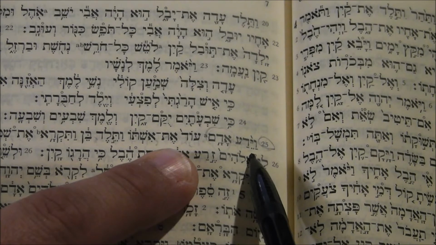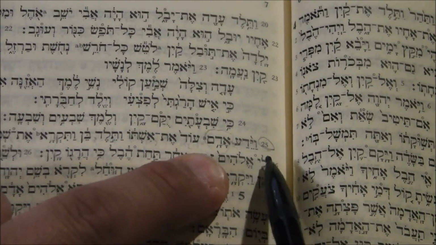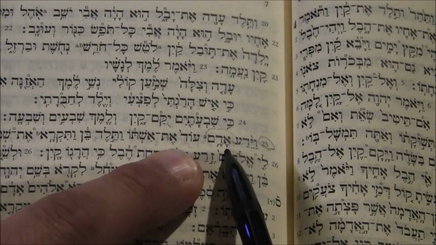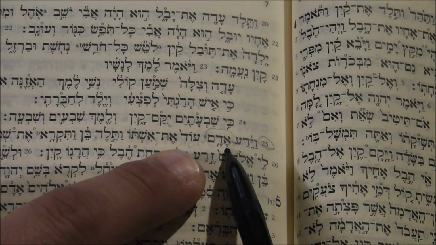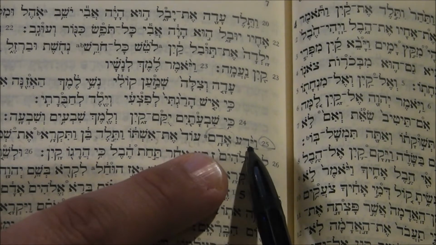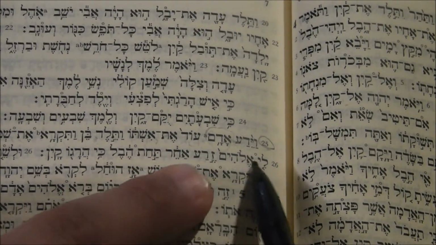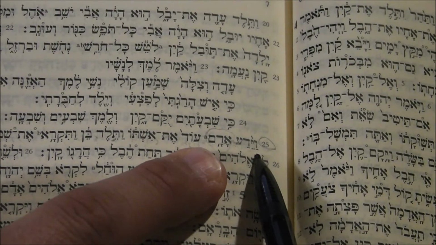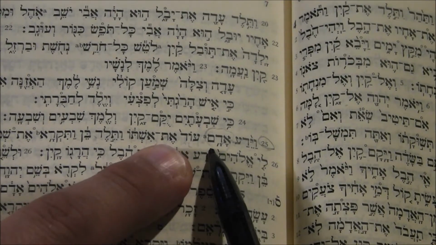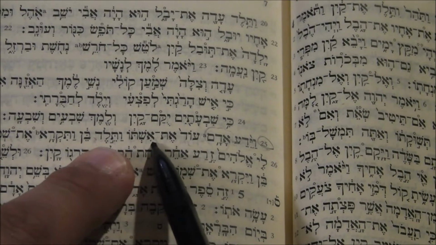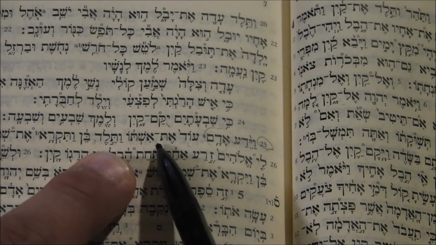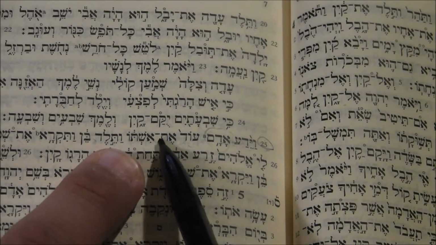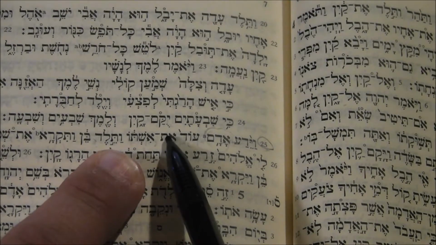But what I want to draw particular attention to is this. It is not Vayeda ha-adam. It's not ha-adam knew again his wife. It is Vayeda Adam od et ishto. It is Adam knew his wife again.